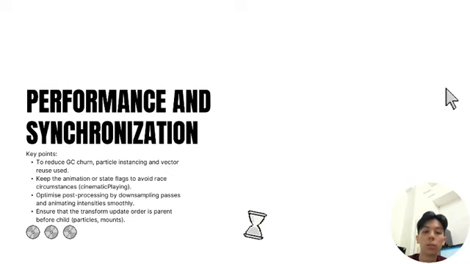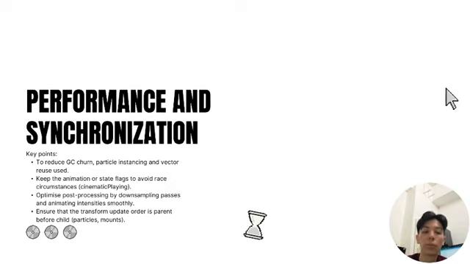Let's move on to performance and synchronization. Here I have four different key points. First, to reduce the GC churn, we choose to reuse the vector and particle instances, for example, the fire and the sun flare. Second, we keep the animation state flat to avoid race conditions. For example, we have two different animations, one for idle and the second for walking. At one time it can only apply one animation.